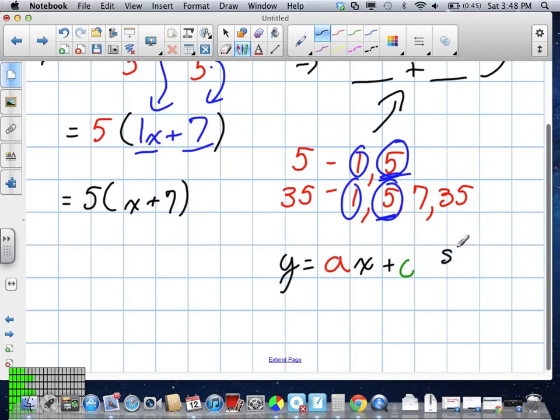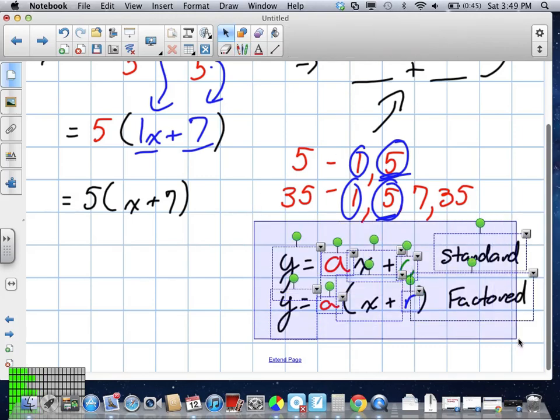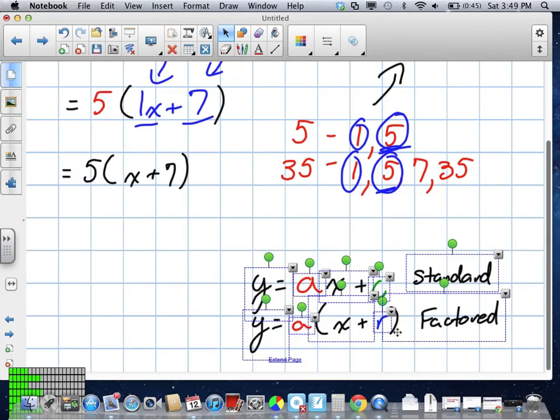This is called standard. And in this one, we had y is equal to a bracket x, and we're just going to make up a letter here. We'll call it r. And this form is called factored. We're going to talk about moving between the two of them. This is what's important, because you have to realize that these are actually related to each other.